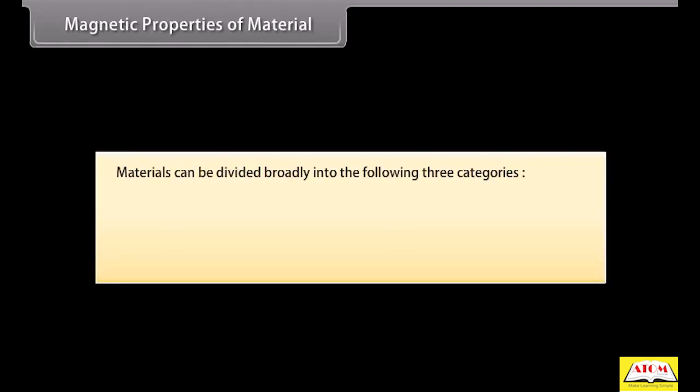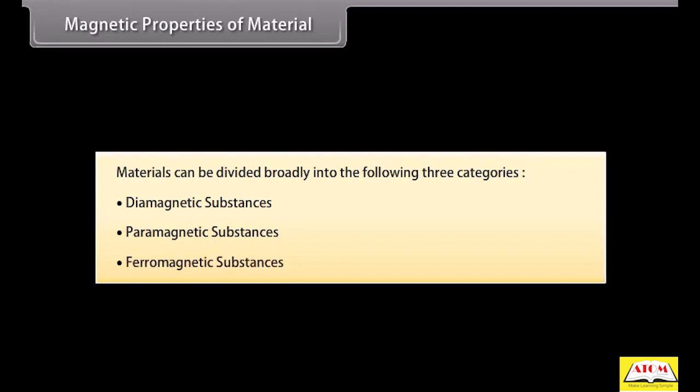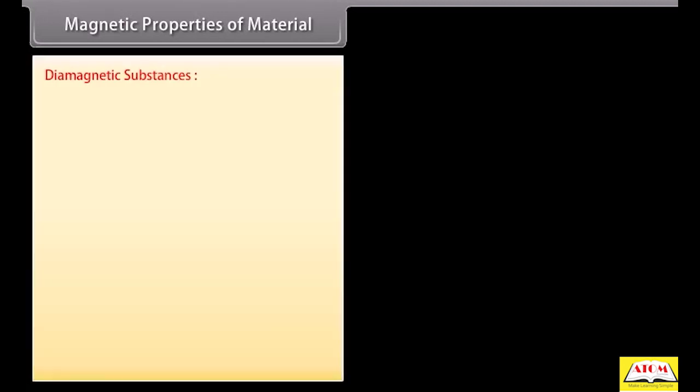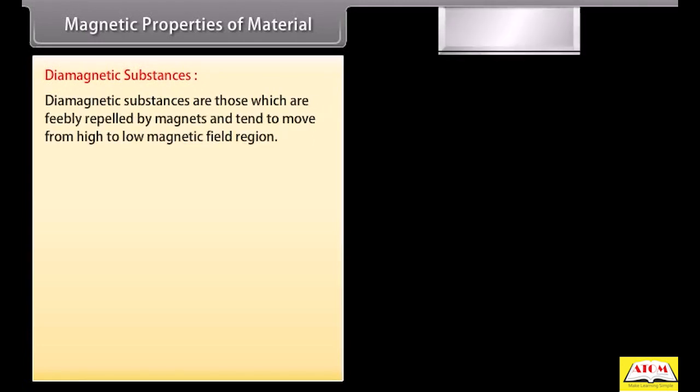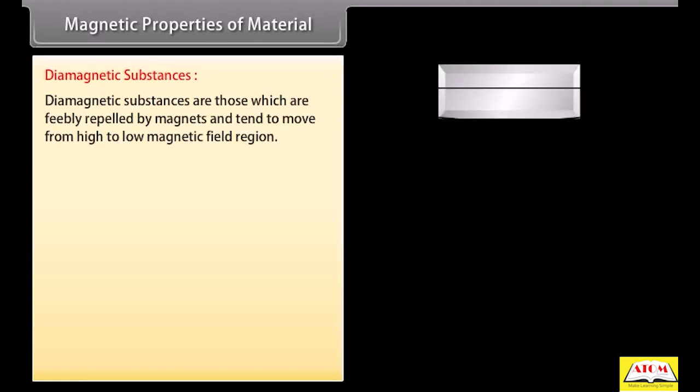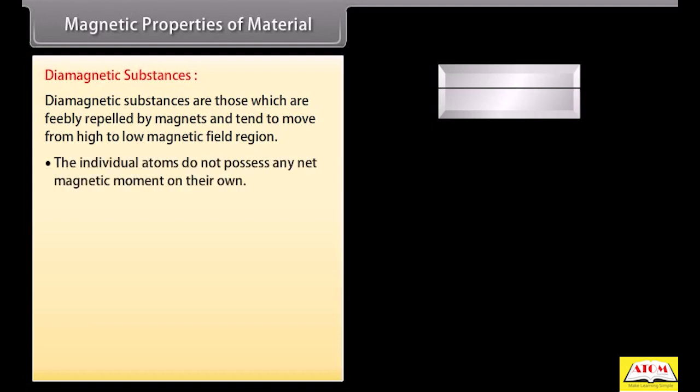Magnetic properties of material. Materials can be divided broadly into the following three categories: diamagnetic substances, paramagnetic substances, ferromagnetic substances. Diamagnetic substances. Diamagnetic substances are those which are feebly repelled by magnets and tend to move from high to low magnetic field region. The individual atoms do not possess any net magnetic moment on their own. The magnetization M varies with H in a linear way. M is equal to χH.